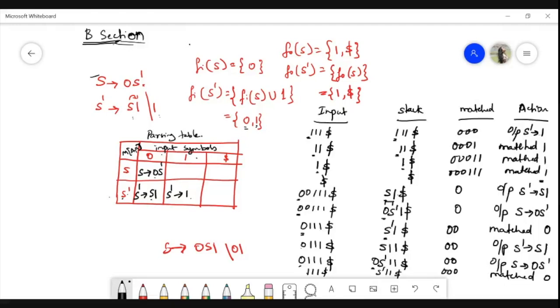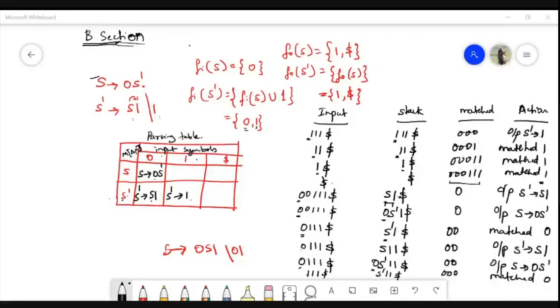So both on the stack and the input pointer I got a dollar. That's why I have completely passed this string, so it stops here. Any doubts? Where did you go wrong, Manjunath? Table only on that. I didn't consider that transition properly.